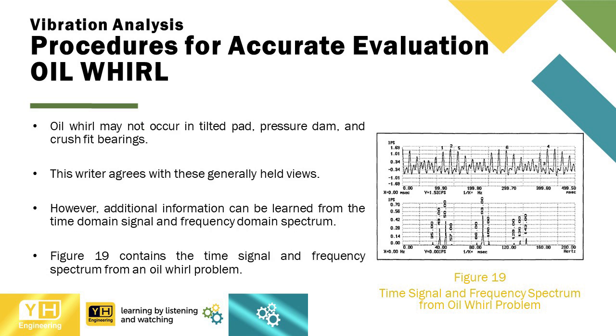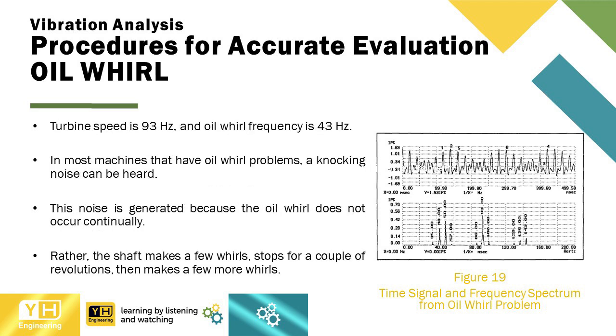Oil whirl may not occur in tilted pad, pressure dam, and crush fit bearings. This writer agrees with these generally held views. However, additional information can be learned from the time domain signal and frequency domain spectrum. Figure 19 contains the time signal and frequency spectrum from an oil whirl problem. Turbine speed is 93 Hz, and oil whirl frequency is 43 Hz.